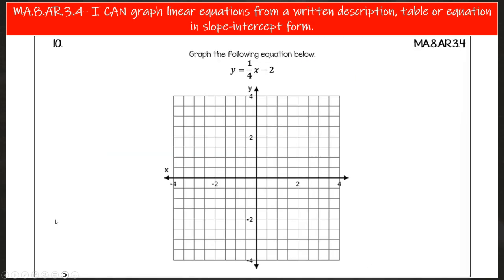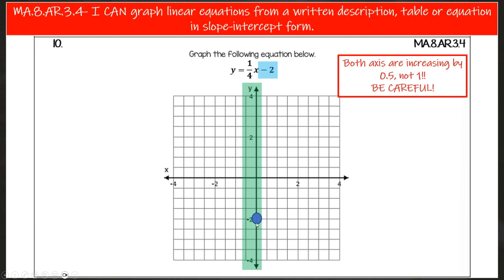All right, question number 10. Graph the following equation. Again, we're going to look really carefully at this graph and notice that our axes are going up by 1/2 and not by 1. First thing we're going to do is graph our y-intercept of negative 2. Okay. Both axes are increasing by 1/2, not 1, so be careful when you use your slope. Our slope is 1 over 4.